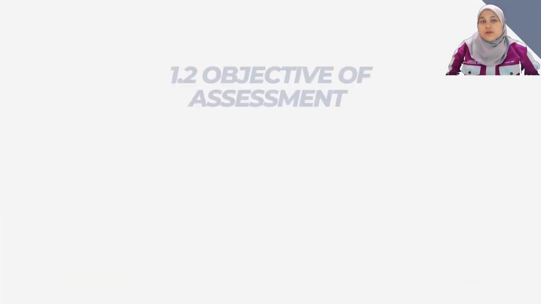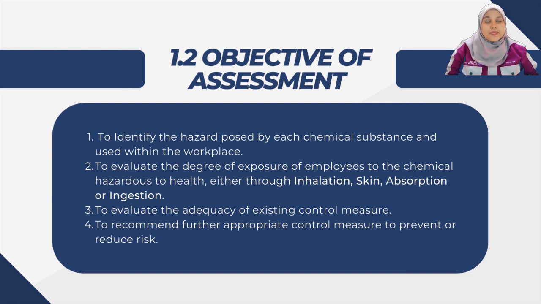These are the main objectives of CHRA. A, to identify the hazard posed by each chemical substance used, stored, handled, or transported within the place of work. B, to evaluate the degree of exposure of employees to chemicals hazardous to health, either through inhalation, skin absorption, or ingestion. C, to evaluate the adequacy of existing control measures. D, to recommend further appropriate control measures to prevent or reduce risk.